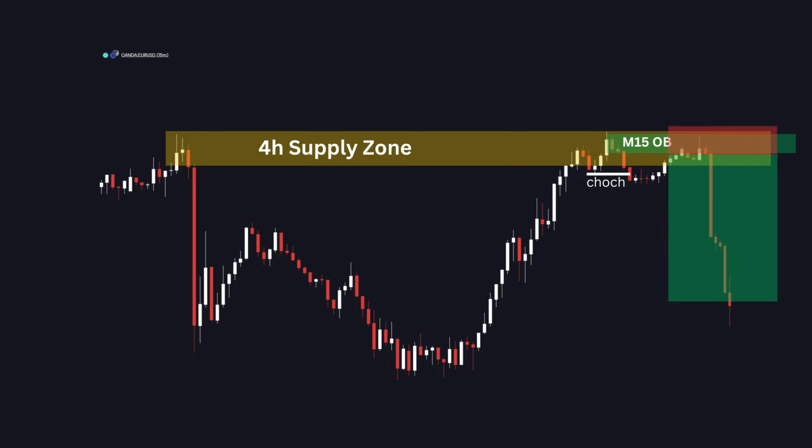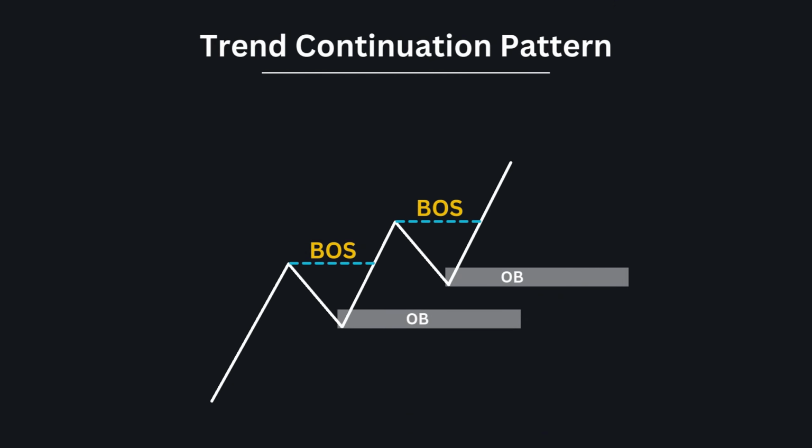And we set our pending sell order a couple of pips below this order block. Stop loss will be above the order block, and for take profit, we target the next key level of higher time frame. Now let's move to our next pattern, which we call the trend continuation pattern.